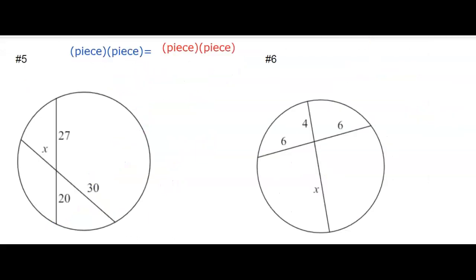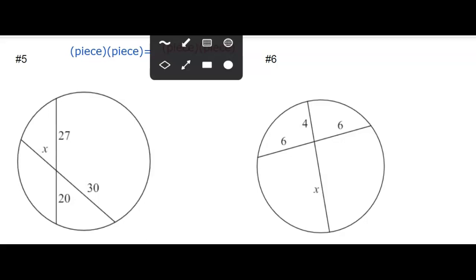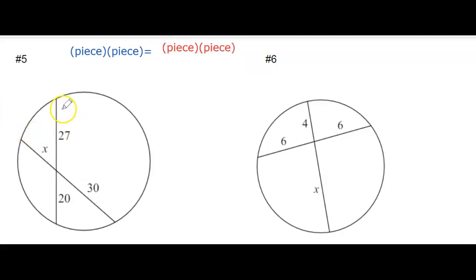Okay, go ahead and try number 5. Let's go ahead and shade it. I'll just shade. It doesn't matter. We can do this one. It doesn't matter which one you do. Okay, so 27 times 20. The shading helps you keep them organized. So I know it's going to be 27 times 20 equals 30 times x. Go ahead and try this one.